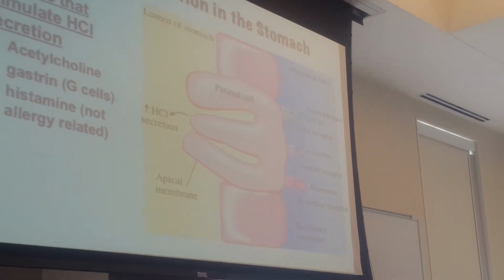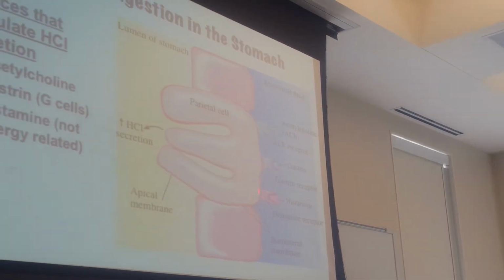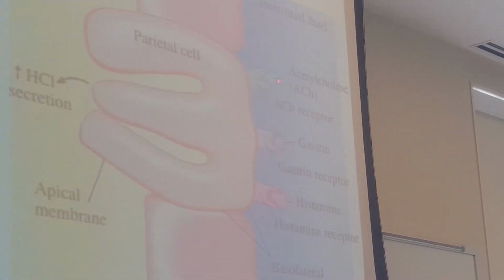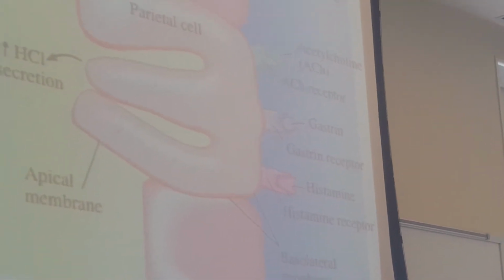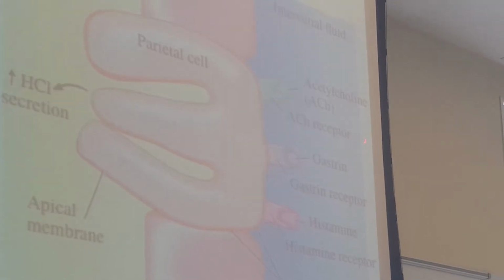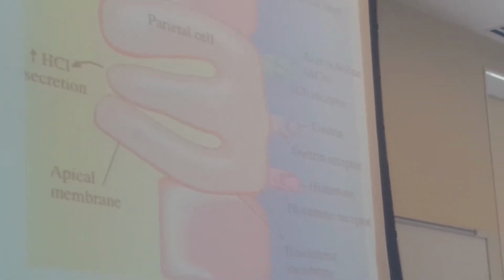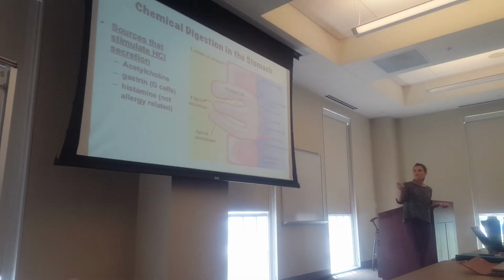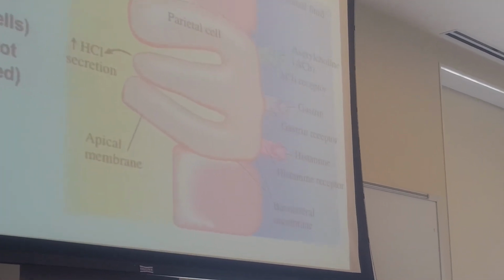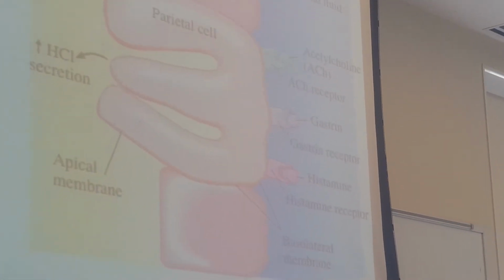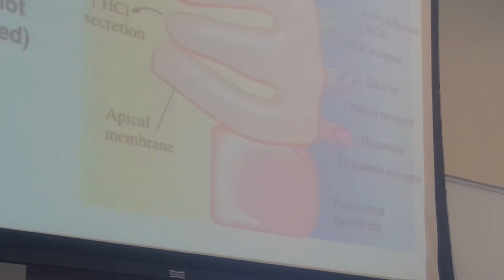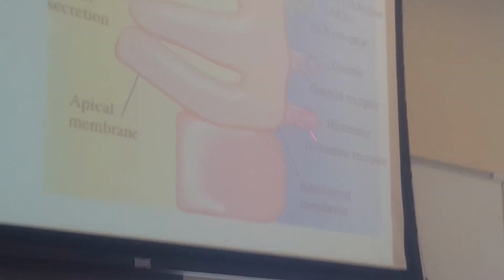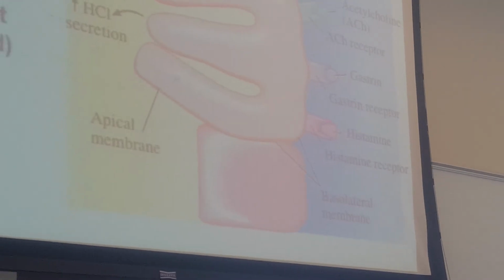Parietal cells also have these receptors on them that allow them to be influenced by other hormones, right? So acetylcholine, like I mentioned, from the parasympathetic nervous system, increases hydrogen and chloride production, right? Gastrin, secreted from the G cells in the stomach, increases hydrochloric acid. And then histamine also does this.